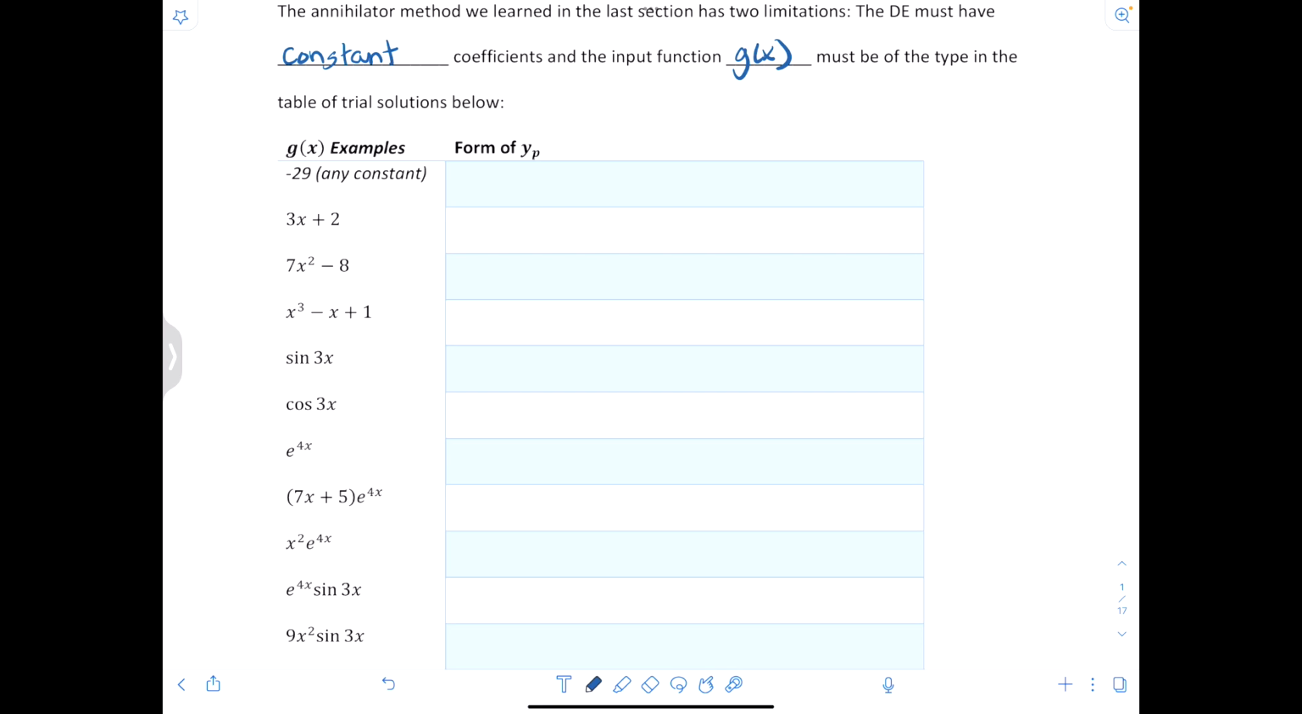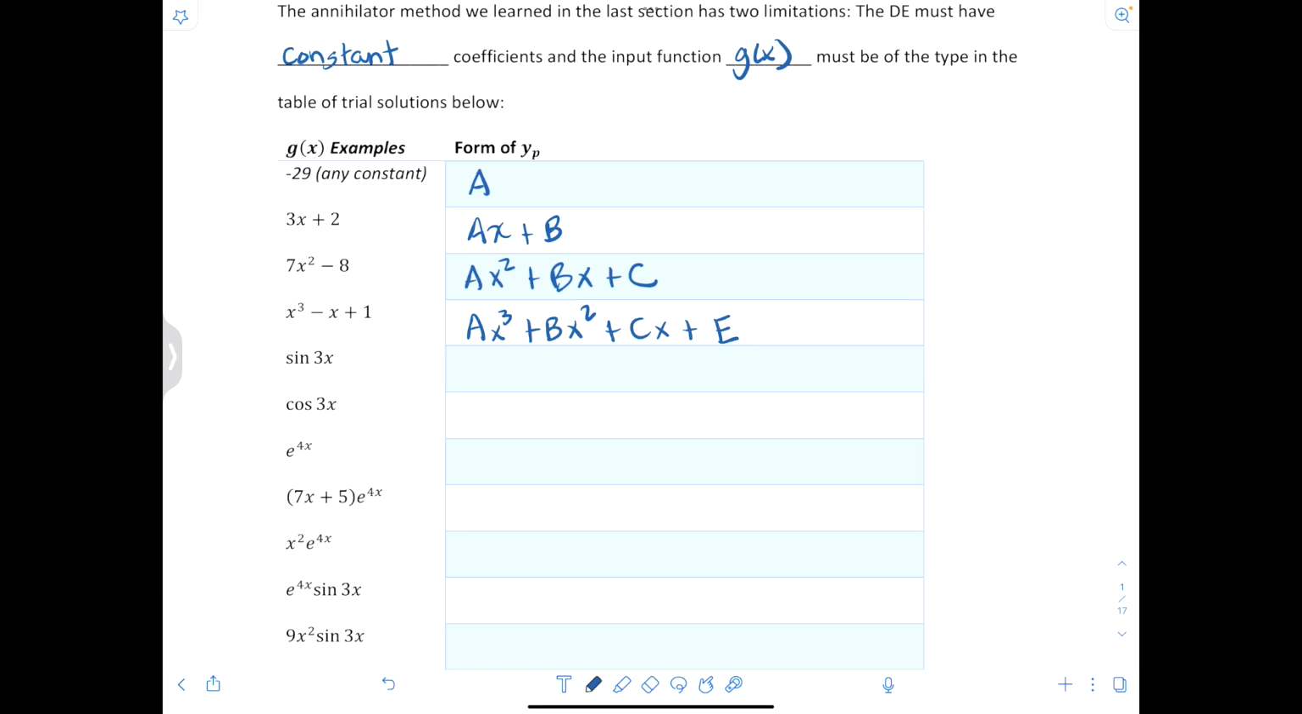If you have any constant, you're going to end up having some a where you're solving for coefficients. If you have something like 3x plus 2, you'd end up with ax plus b. You'd find a and b. 7x squared minus 8, you'd have some sort of ax squared plus bx plus c. x cubed minus x plus 1, you'd have ax cubed plus bx squared plus some cx, and then we'll use e because we used d for differential.